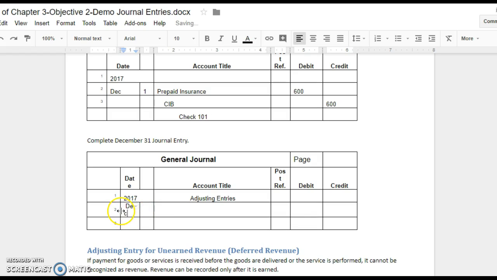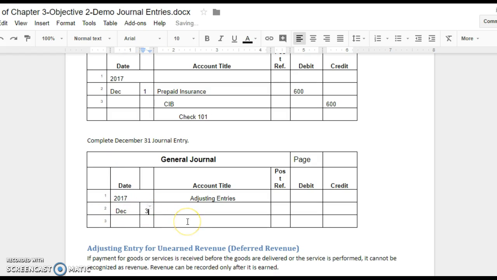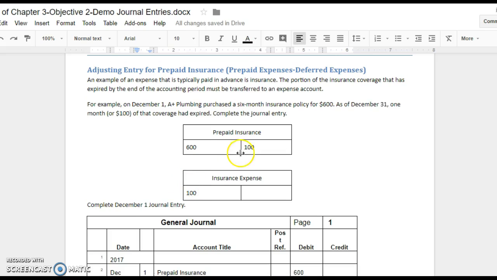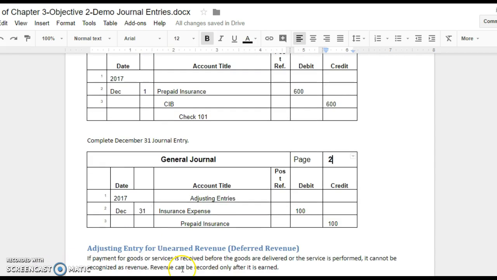This is December 31st. And we already did the adjusting entry using our T accounts up here. So now we just debit insurance expense and credit prepaid insurance. So your adjusting entry should look like this. You debited insurance expense and credited prepaid. Try not to use the spacebar to indent. Google does not really have the capability, especially if you're in a Google Sheet, but you do have an increase indent button in the Google Doc as well as in Excel.